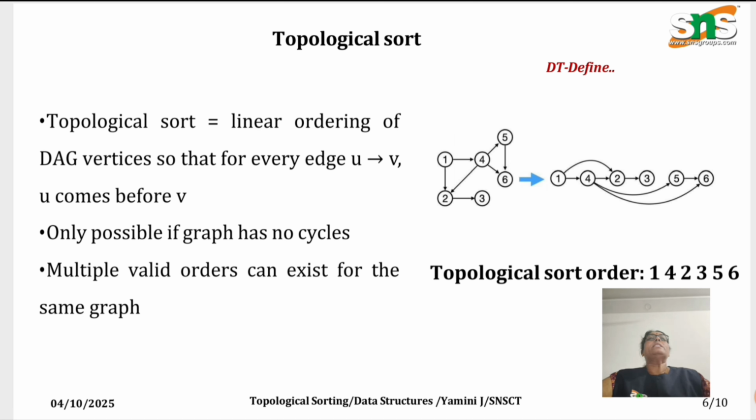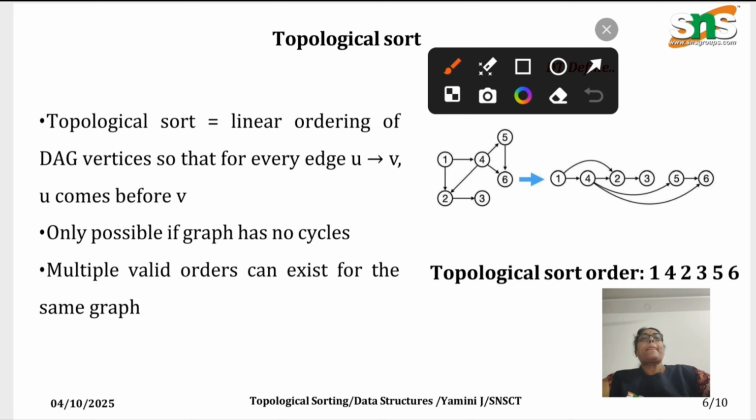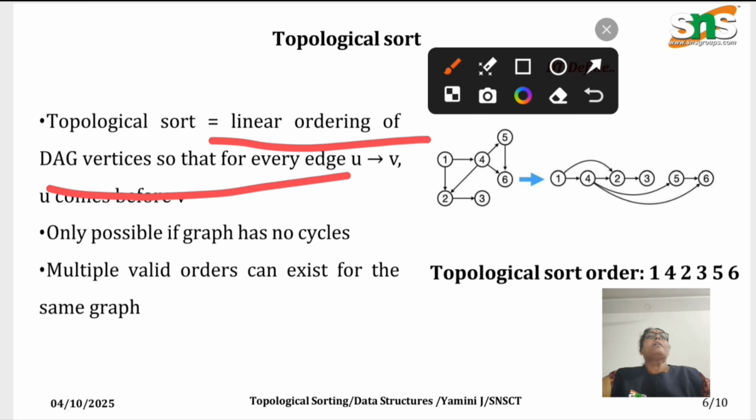Topological sort is the linear ordering of the vertices in a directed acyclic graph. It is called a DAG. DAG means directed acyclic graph. Such that for every directed edge from vertex U to vertex V, the vertex U appears before V in the ordering. Simply put, if there is an arrow from U to V, then U should come first.